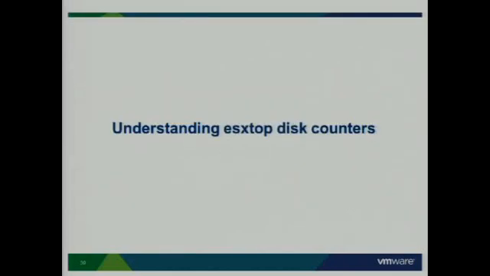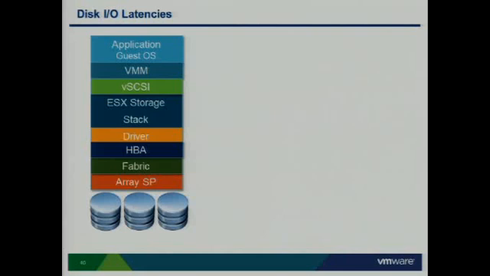Okay, so next I'm going to focus on the disk counters. This is something a lot of people have questions and a little bit of confusion about, so I'm going to explain how the counters work here. So this is your entire stack. You have the application, guest OS, virtual machine monitor, the vSCSI layer, the ESX storage stack, and then a driver. It could be a Fibre Channel driver or your iSCSI driver, and then you have your HBA. And then you have the fabric, which basically connects your HBA to your array. And for the array, I only mentioned the array storage processor.